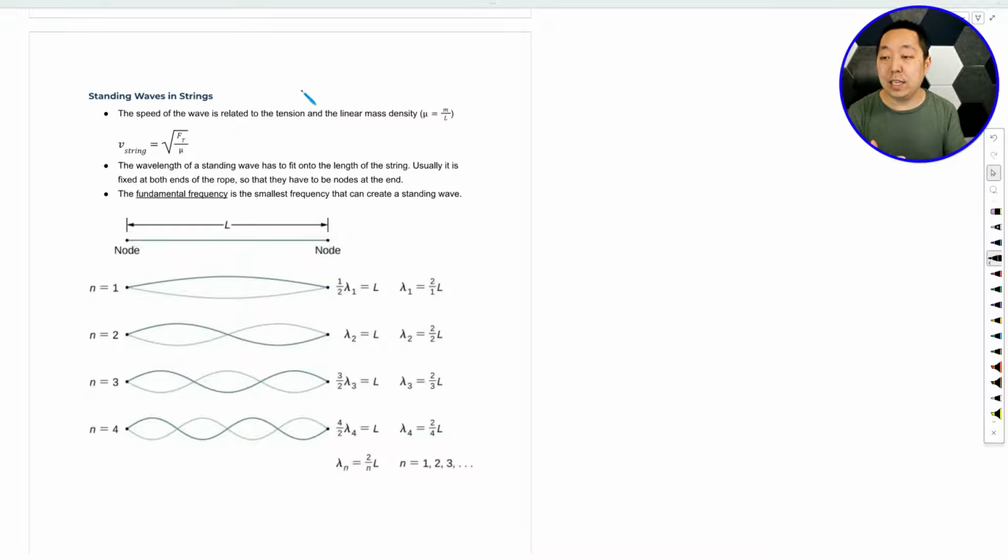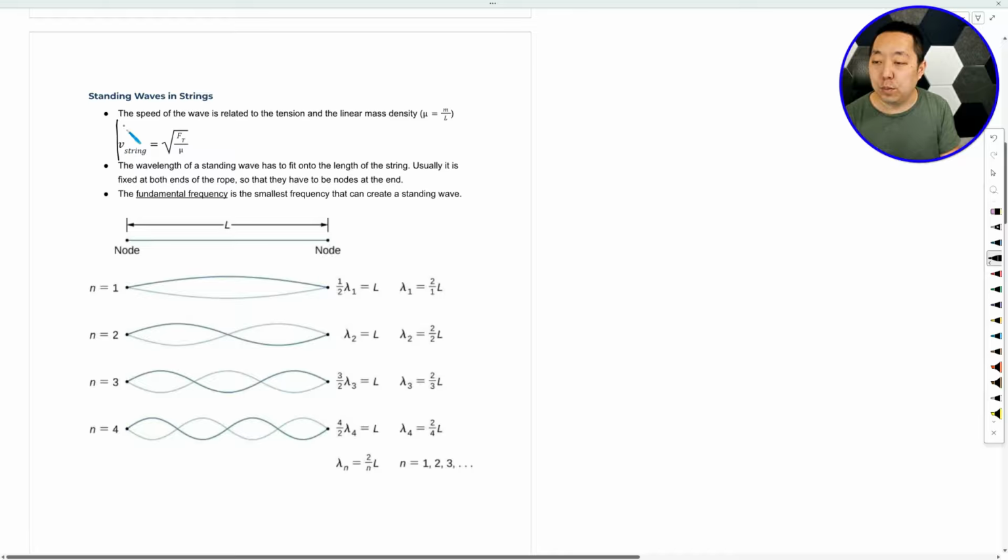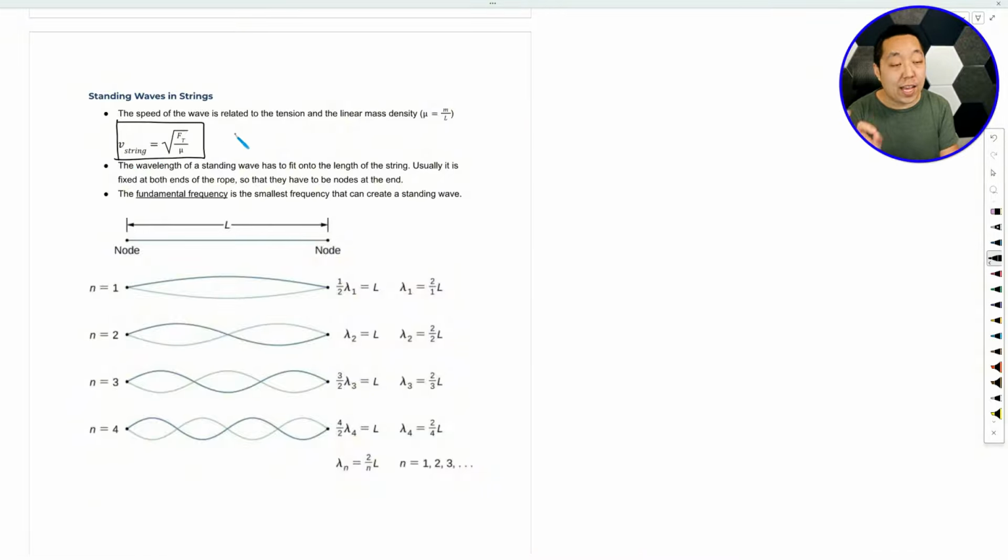So specifically on a string, you have this formula: how fast the wave moves along the string is related to two things. The tension in the string, and what we call the mass density. That's the total mass of the string divided by the length. That's usually given by the Greek letter mu. I know, like coefficient of friction, but we just use the same letter. Mass over the length, that's the density.